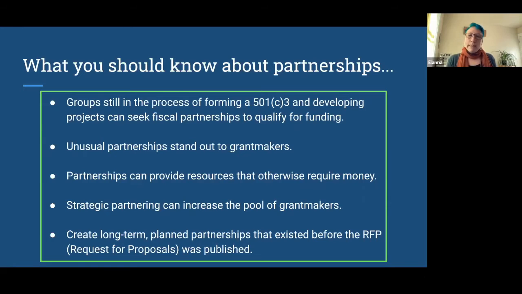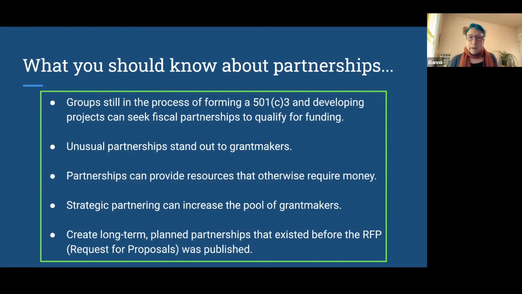Partnerships can provide resources that otherwise require money. And when you're showing that your partnership with other organizations is helping you get the resources needed, that shows your commitment to creatively solving problems and making sure that the funder knows that you are not completely leaning on them to fill all of the need for funding. You are actively making sure that this program will be successful. And that's a matter of sustainability that we'll talk about later on as well.